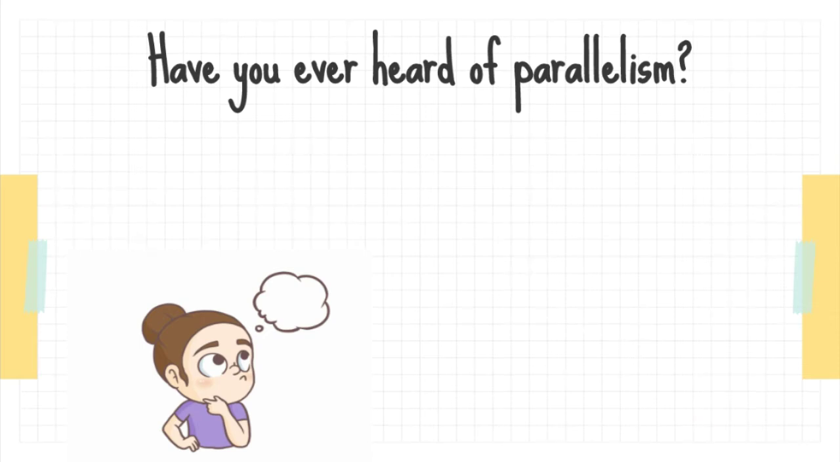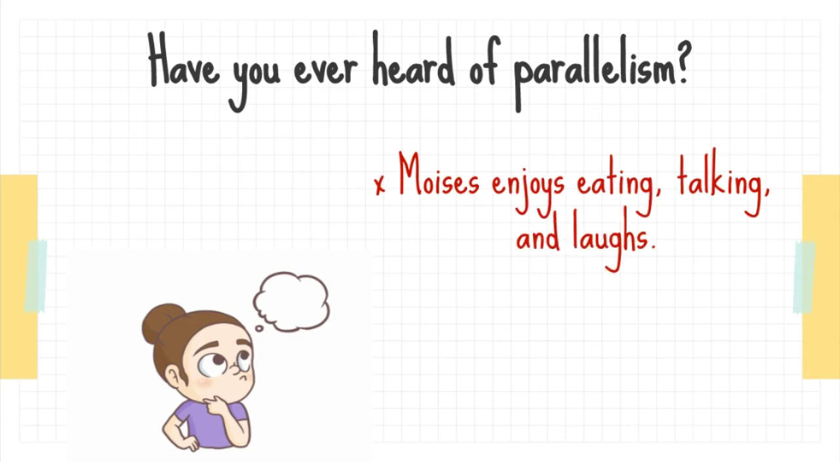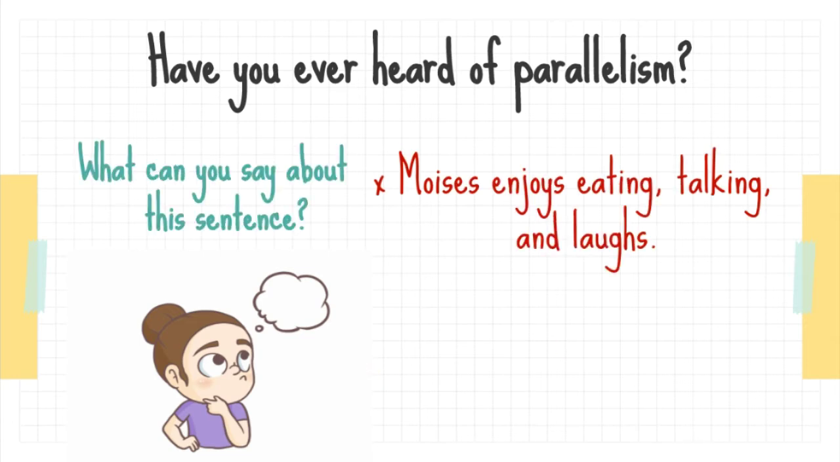So we have here a sentence. Moises enjoys eating, talking, and laughs. So what can you say about this sentence? In this sentence, the writer starts by using a gerund, eating, followed by another gerund, talking, but ends with the verb laughs. So as you notice, the word laughs does not follow the same structure as the other parts of the list, so this sentence does not demonstrate parallelism.